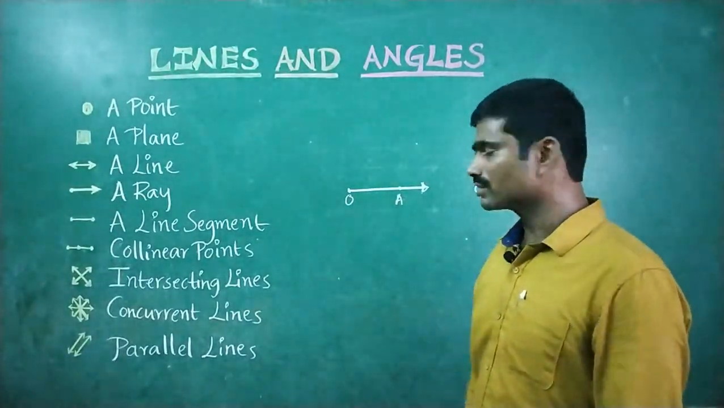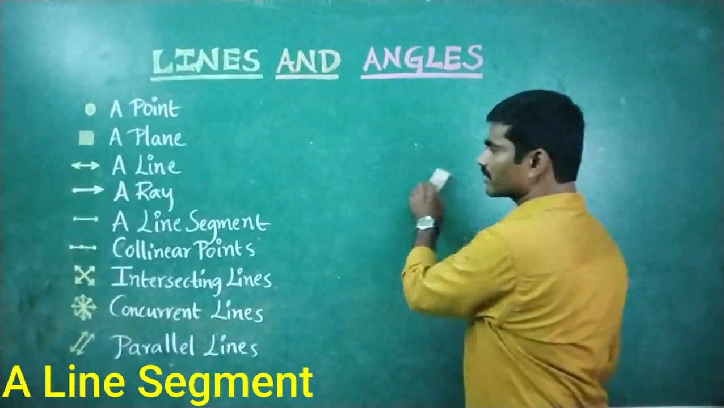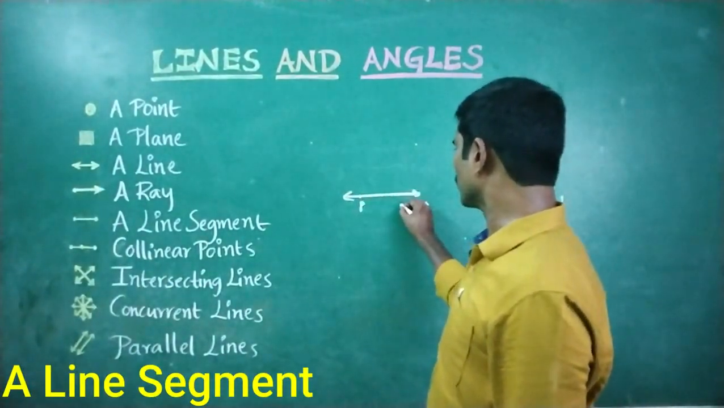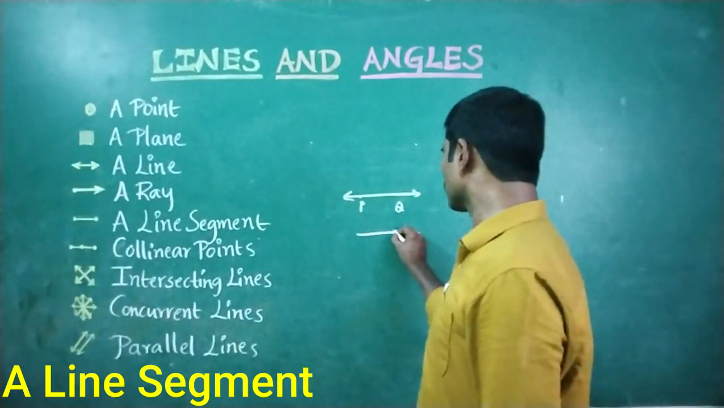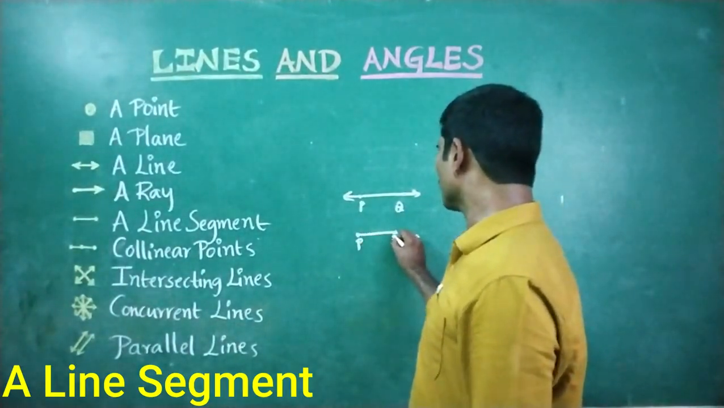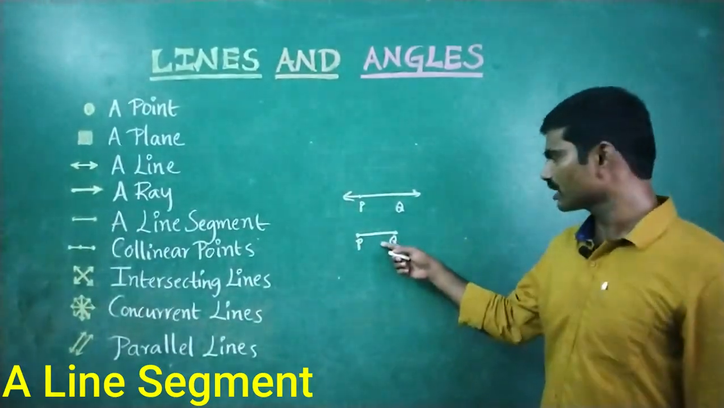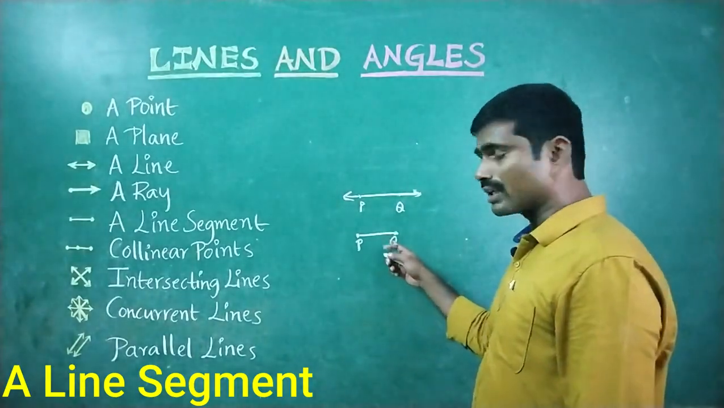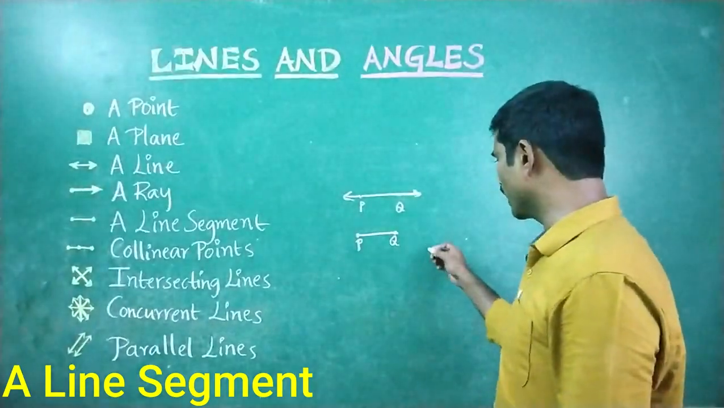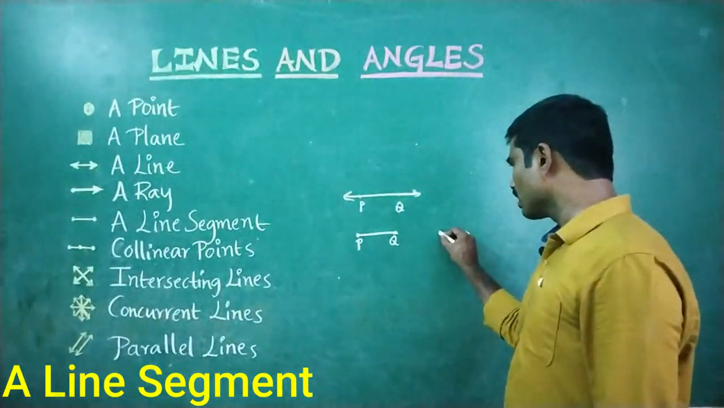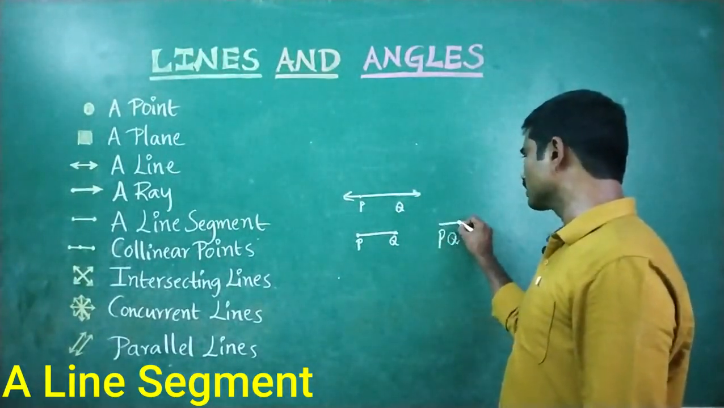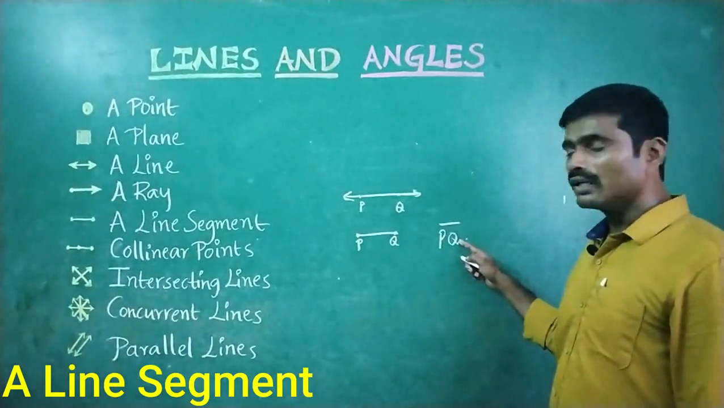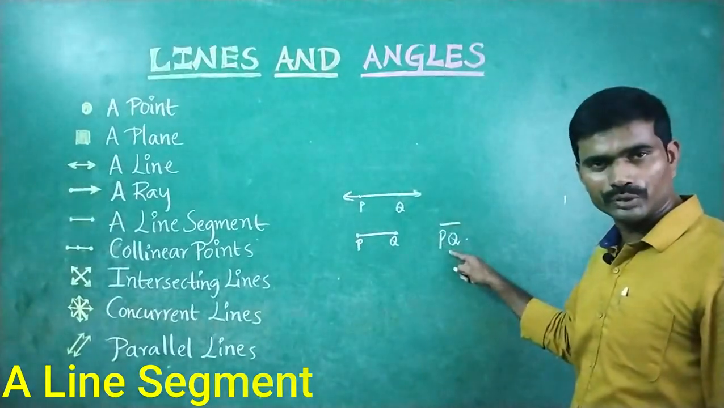Next, line segment. A line segment is a part of a line. Suppose this is a line PQ. I take this part. So this is called a line segment. It has two endpoints. Line segments are denoted by their endpoints. Suppose endpoints P and Q, I write PQ with the line segment symbol. Read as line segment PQ.